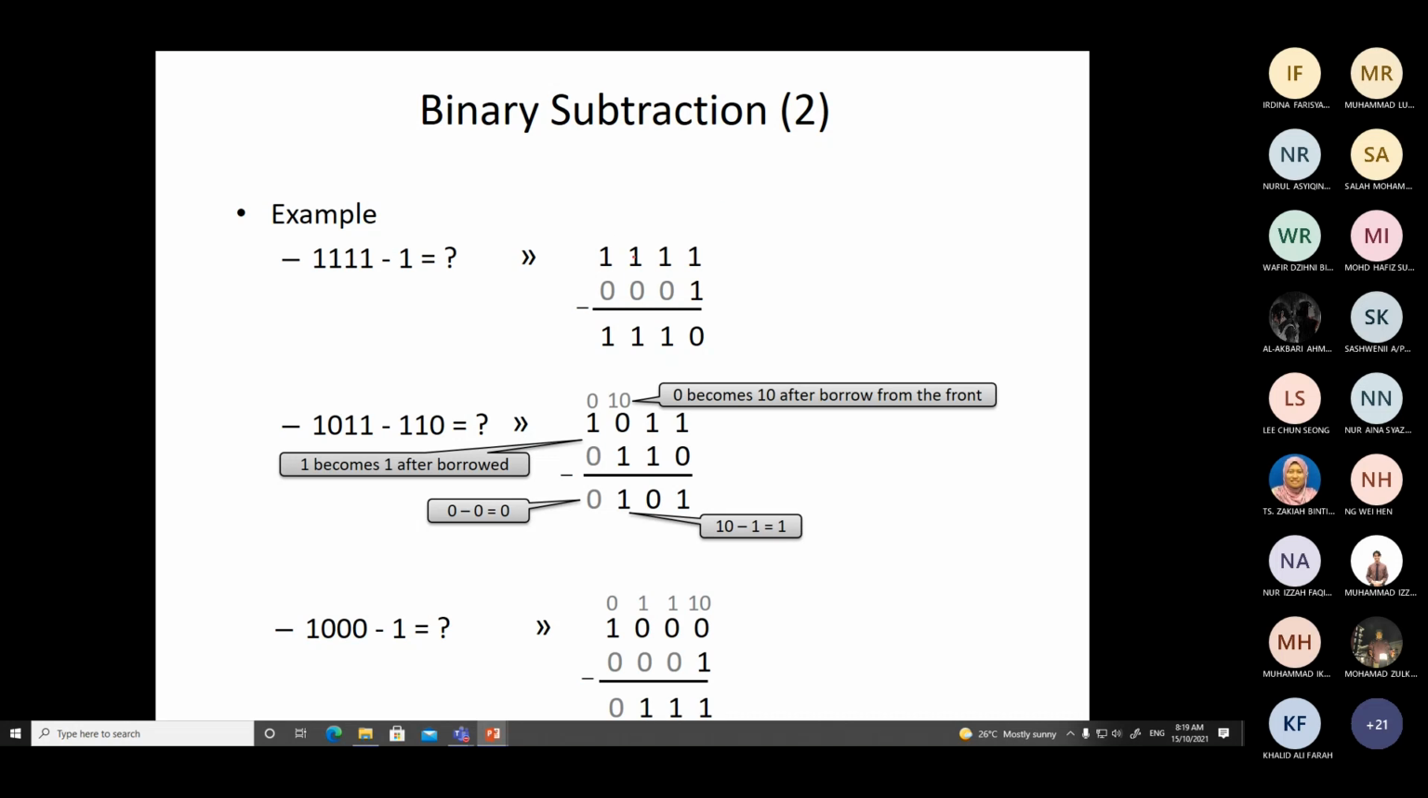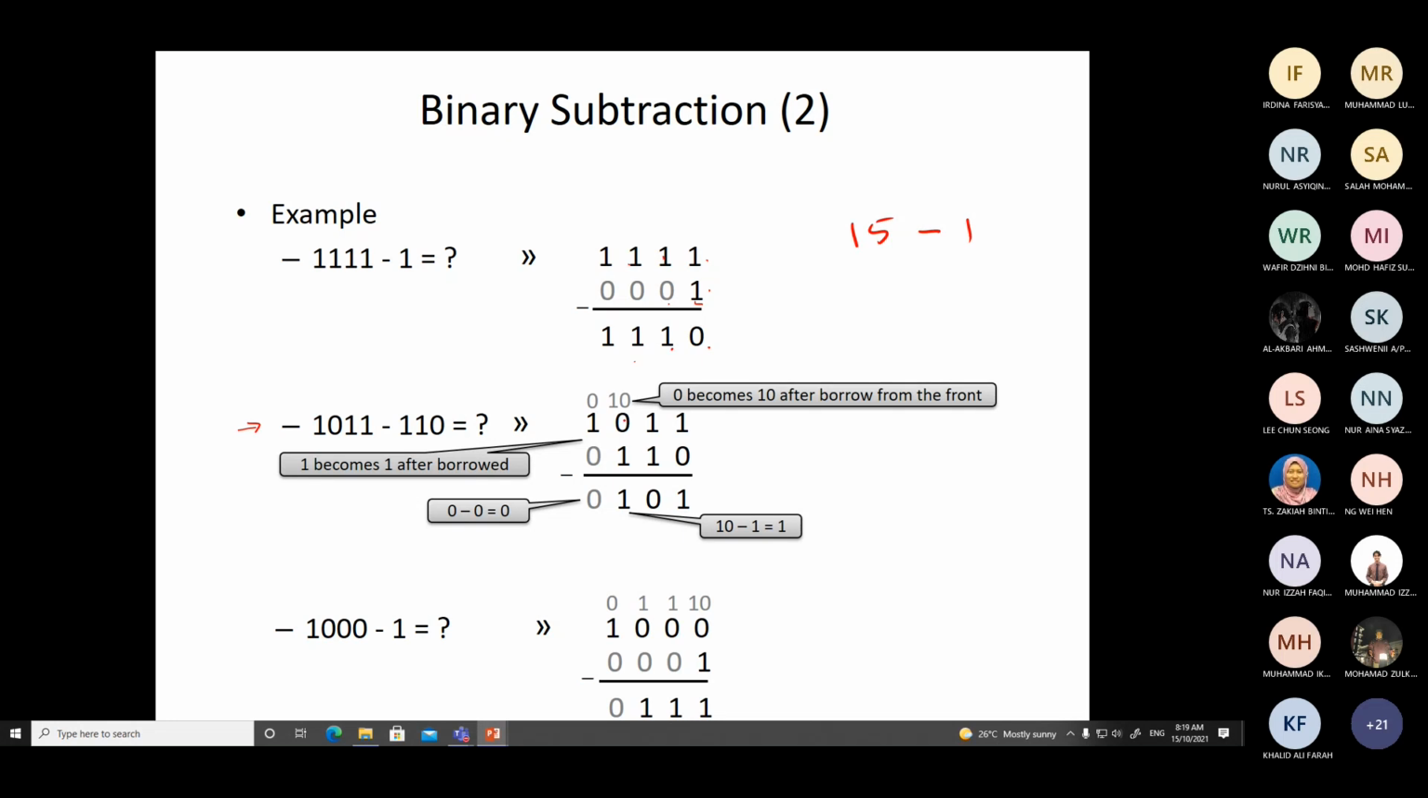First one is a very simple one: 1111 minus 1, which is 0001. When you subtract, 1 minus 1 is 0, then 1 minus 0 is 1, 1 minus 0 is 1, and 1 minus 0 is 1. That's why when you do the calculation for IP addressing, this is a 15. And when you want to get the previous address, you can just minus 1. So 1111 minus 1 is 1110.